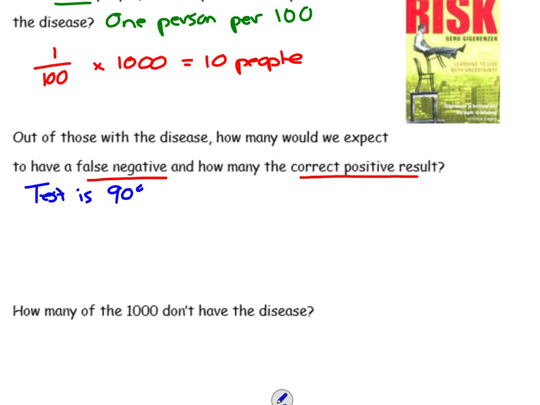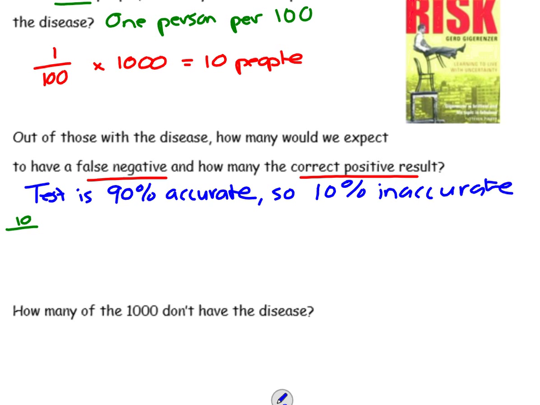Test is 90% accurate. So let's work out one of them. Let's work out the false negatives. 10 people in total have the disease, but we'll deal with that afterwards. So don't forget also above here, test is 90% accurate, so therefore 10% inaccurate. I forgot to mention that, sorry. So if the test is 90% accurate, of course it's 10% inaccurate.